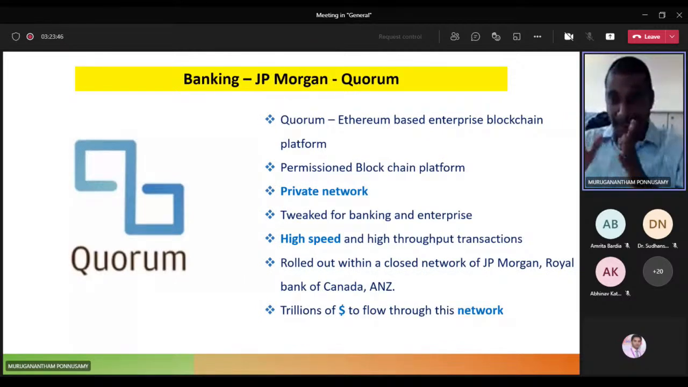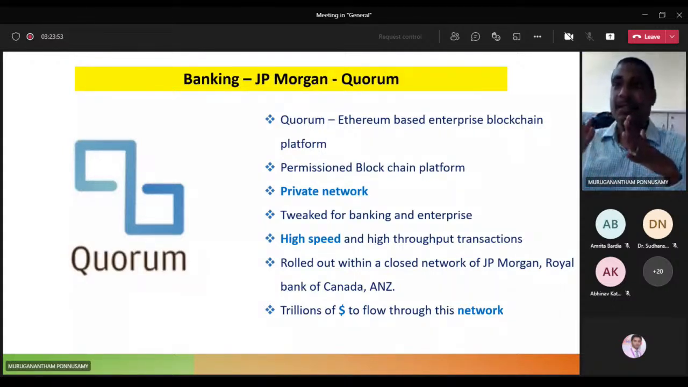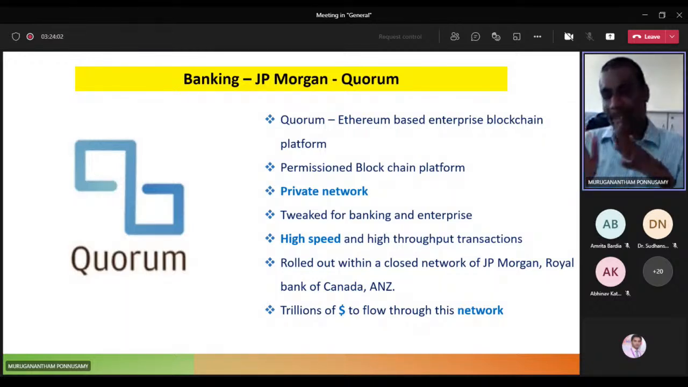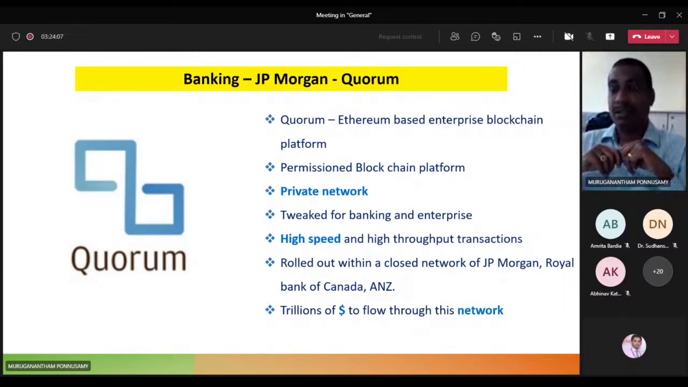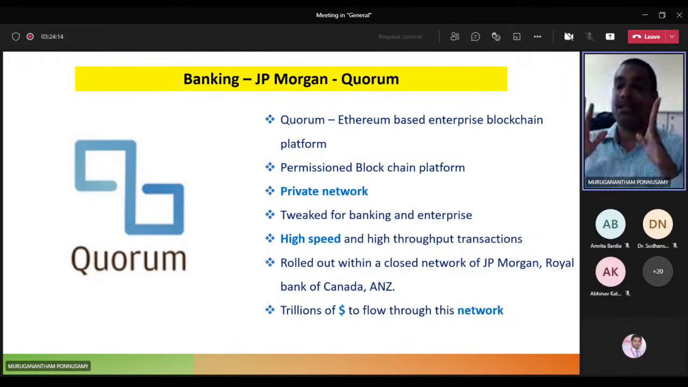JP Morgan may have several branches. They used this for internal purposes, and of course we may say it is private also. The reason I put this slide up is that trillions of dollars are flowing in this network all the time.